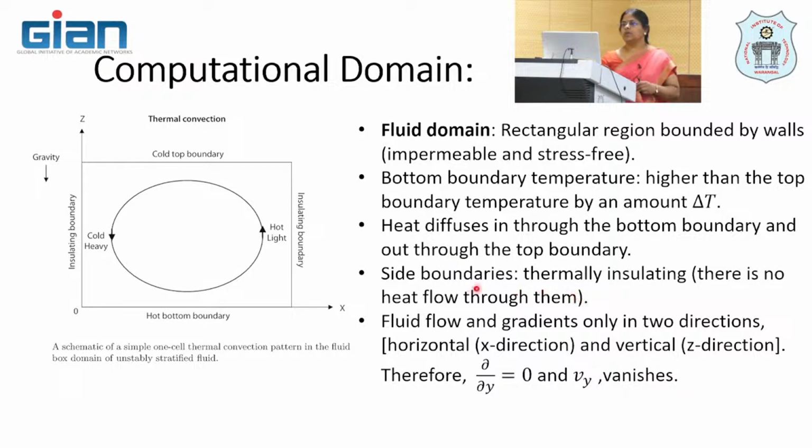Okay, so the side boundaries are thermally insulating, that is, there is no heat flow through them. Fluid flow and the gradients are only in two directions. That means we are assuming the axisymmetric case along the y direction, so only in the z and x directions. Now we are going to find out this flow with respect to the streamlines and isotherms. Already we have come across the streamline definition in fluid dynamics. How to write it down? Next slides will tell you that.